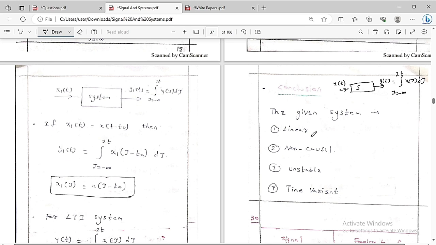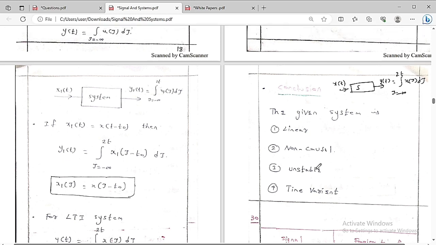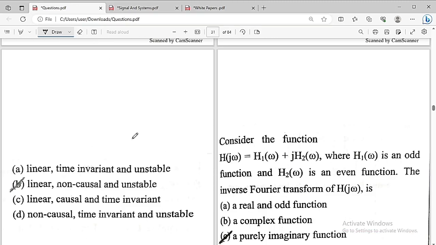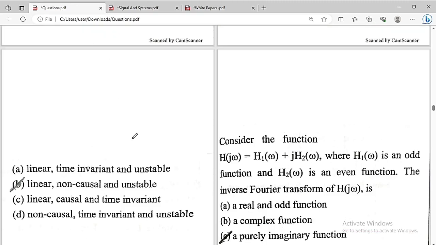We can say the given system is a linear system, non-causal system, unstable system, and time varying system. Now let's see the options. What I told you is the given system is linear, non-causal, time varying, and unstable. So now let's see each and every option. In option A, they have given linear is satisfied, time invariant, no, it's time variant. So option A is wrong.